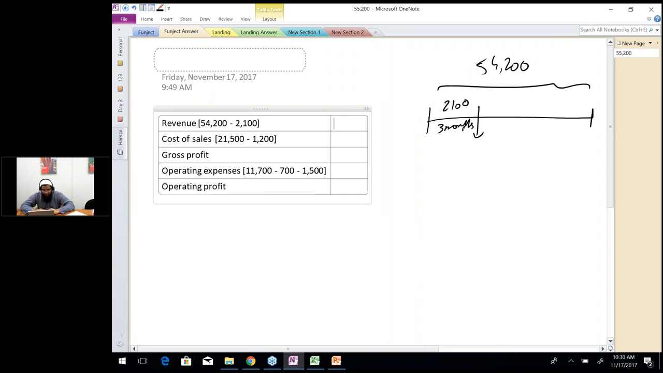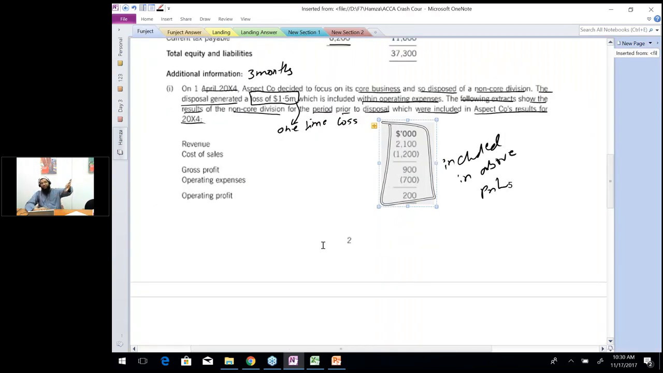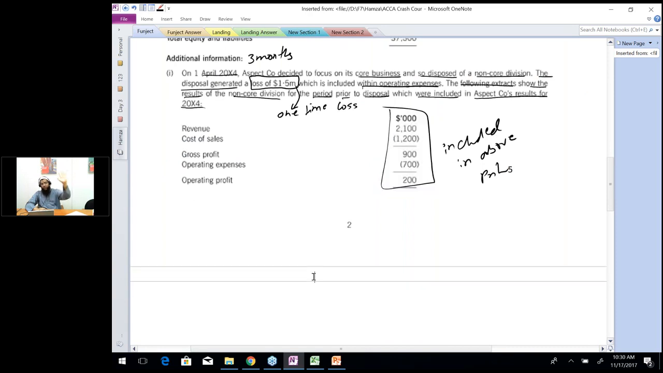Okay, so now let's move back onto the question. We have incorporated adjustment one by removing the values of the division that has been sold and removing the loss generated on the sale of the division.